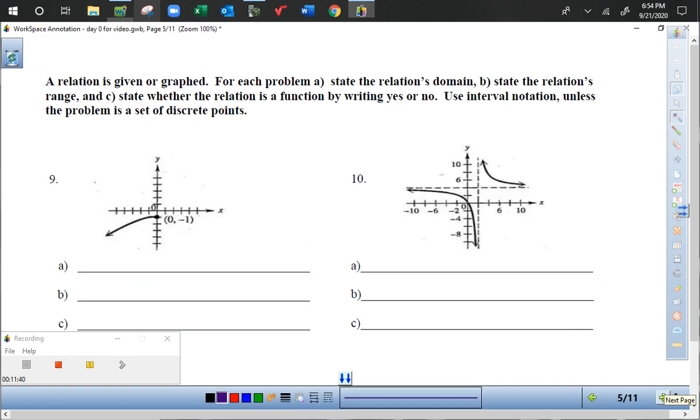Alright, number 9, we're going domain, low number, high number for the x's, and then range, low number, high number for the y's. Okay, pause the video and try this one.